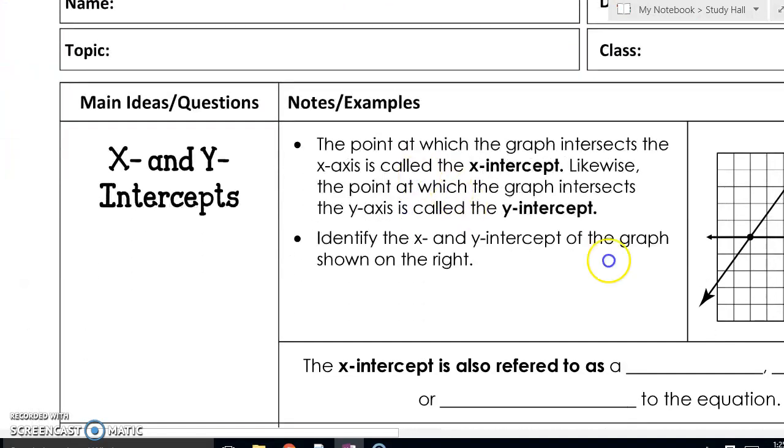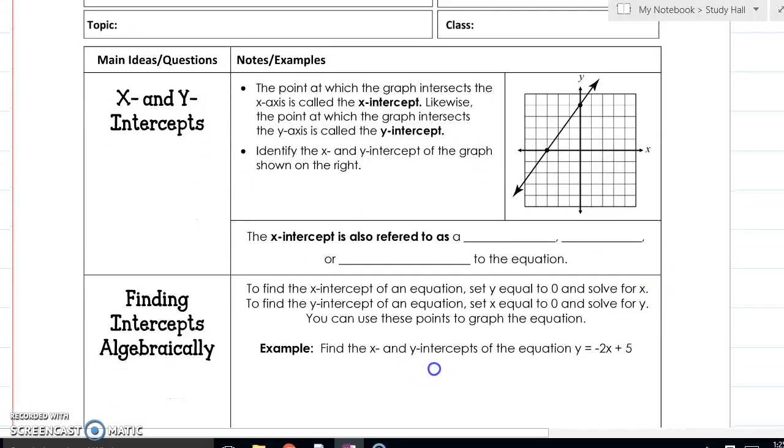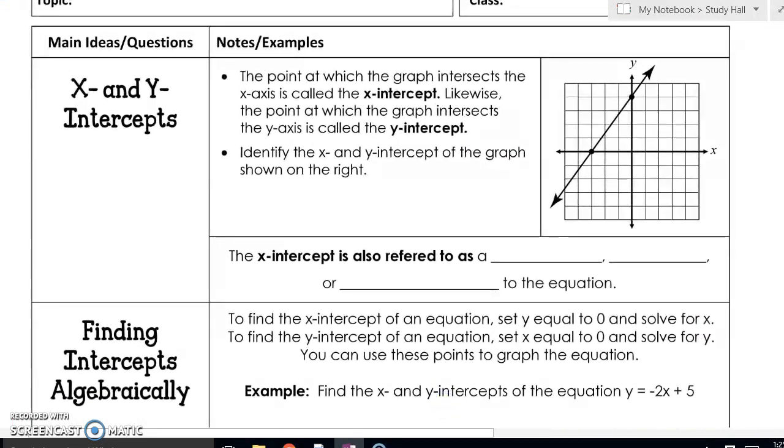Okay, let's move on to the next section, x and y intercepts. That point at which the graph intersects the x-axis is called the x-intercept. So we know that is this point right here. Likewise, the point at which the graph intersects the y-axis is called the y-intercept right here.